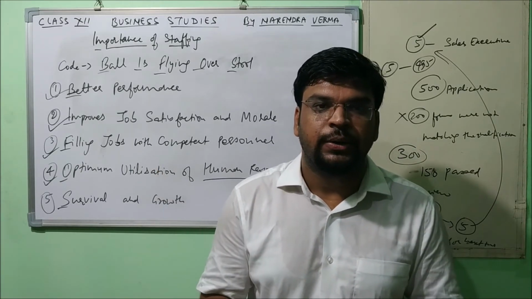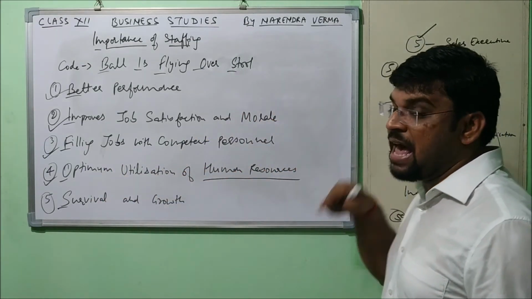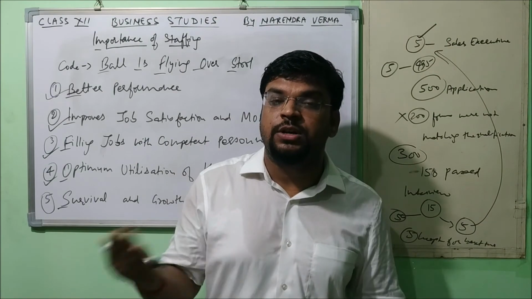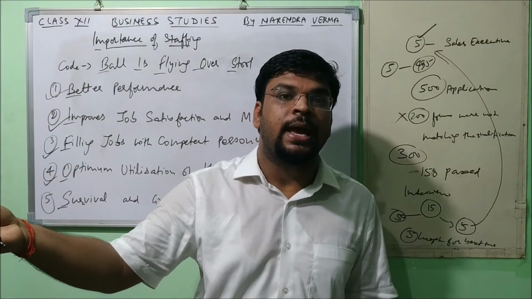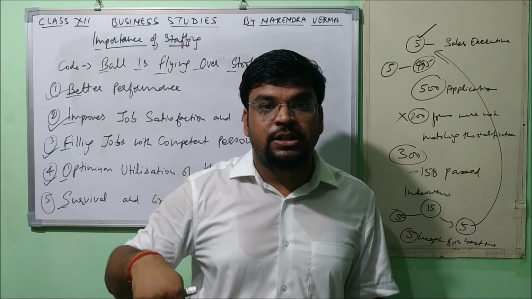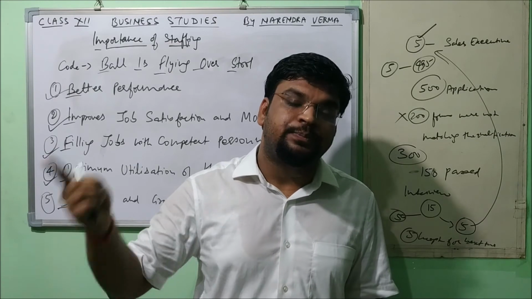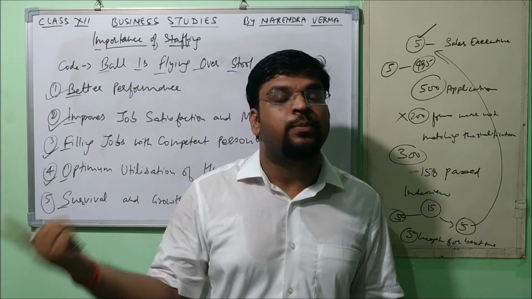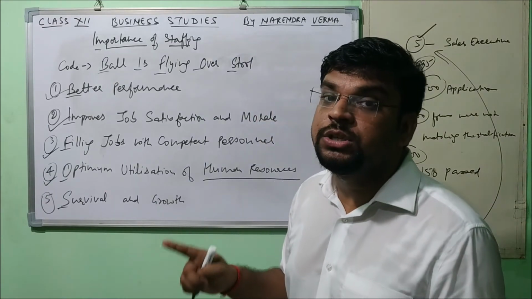Got the point? Okay, so here the optimum utilization of human resources happens because our human resource is not sitting idle. We have put them on another unit. Okay, and if it is underutilization, then what will happen? The organization is going to suffer. So that is why all the people should be there on the right post so that the proper optimum utilization of the resources can happen.